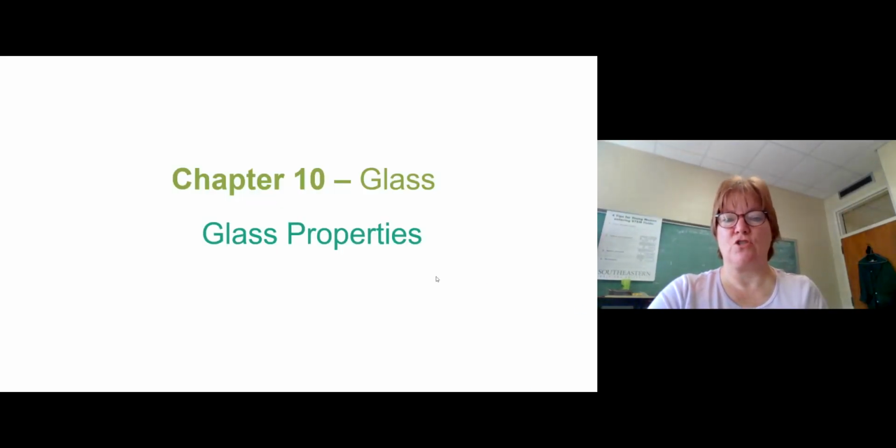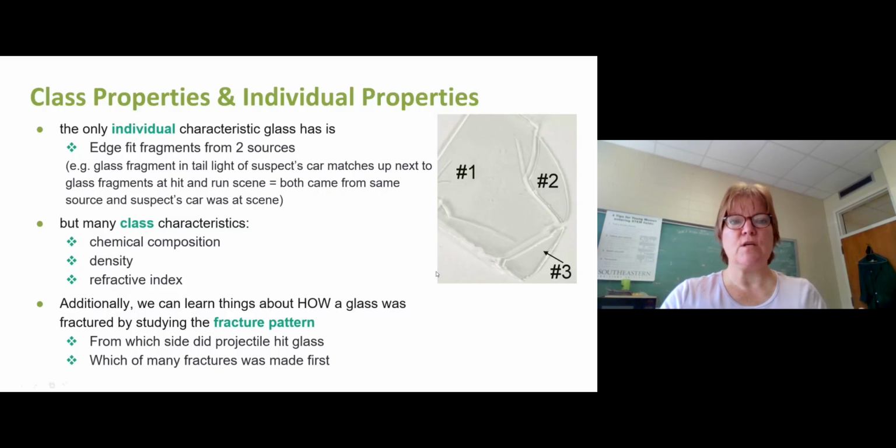So we begin our glass chapter talking about some properties of glass. We have a couple of class and individual properties about shards of glass that we might find on a crime scene. The only individual characteristic we really have is that if I were to find some shards of glass and I could edge fit them together, like so, a piece of glass broke and some of the shards were from one source and some in another.